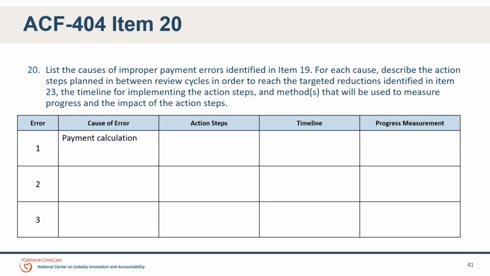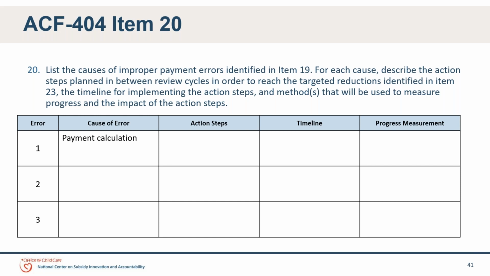All right, so item 20, this one is sort of a continuation of 19. For each of those improper payment error causes identified in 19, you're going to need to describe action steps planned to meet those targeted reductions. And those targets are going to be entered in item 23, which we'll get to in just a couple more slides here. So looking at this table, the first column, cause of error, that one is going to be pre-populated for you in the OLDC based on what you entered for item 19.